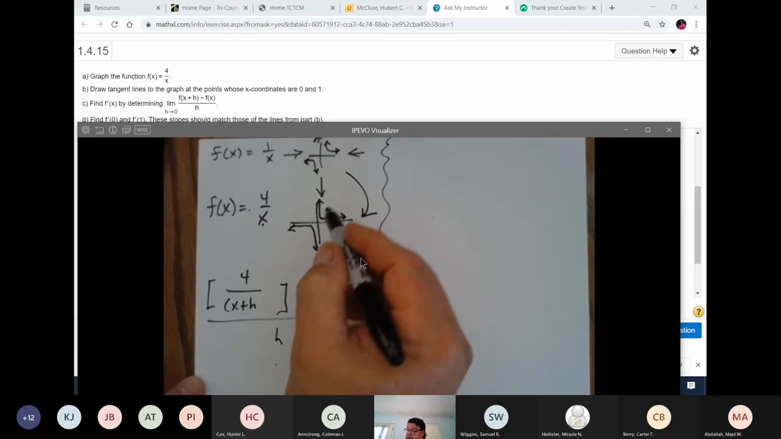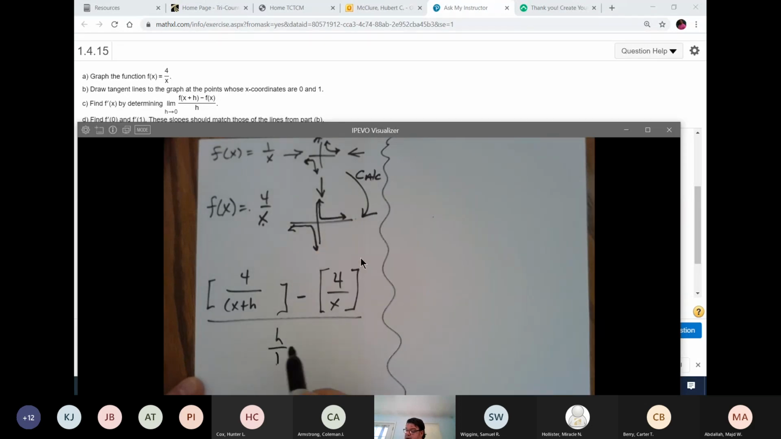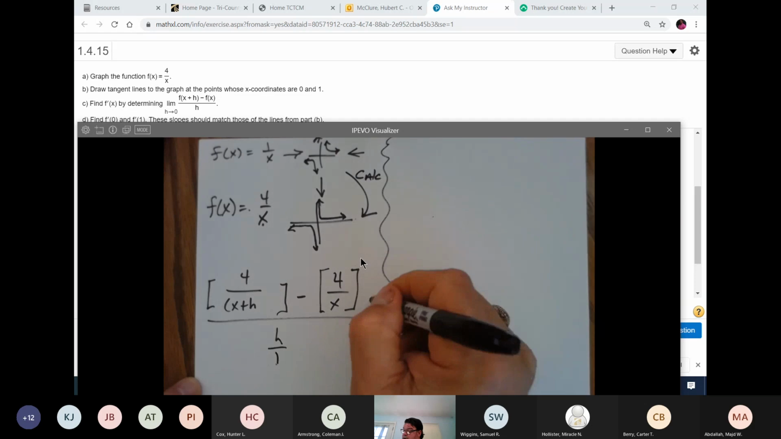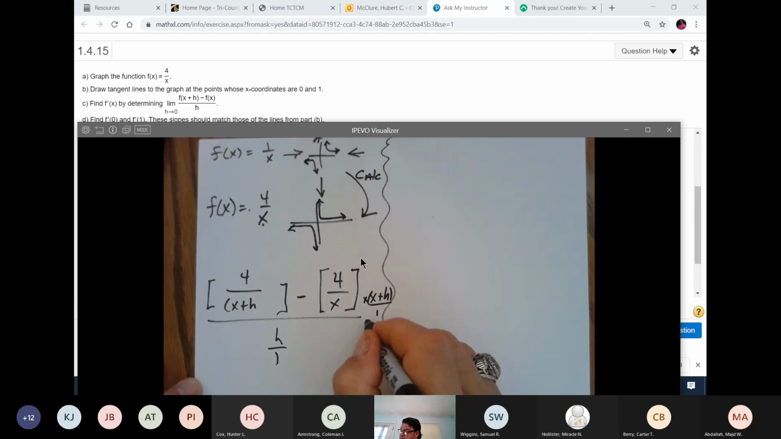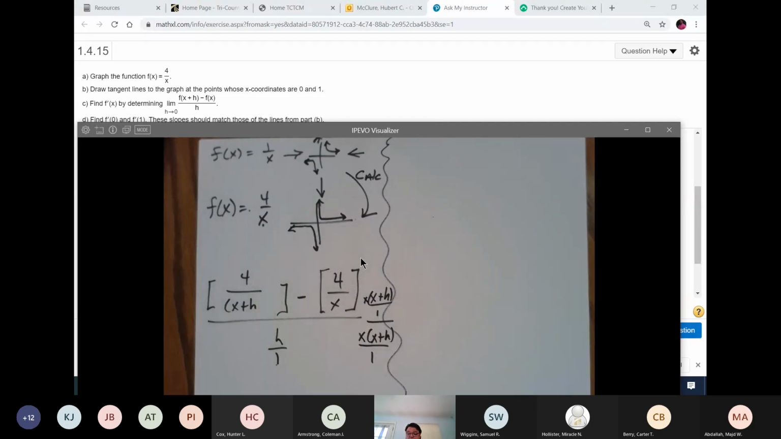And then over here, we're going to do it algebraically. You got to get a common denominator. That's going to be x plus h over 1, x times x plus h over 1, multiplied by x times x plus h over 1. And I'm going to multiply both of these by that. This is called a complex rational expression.